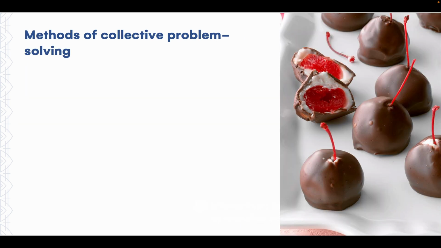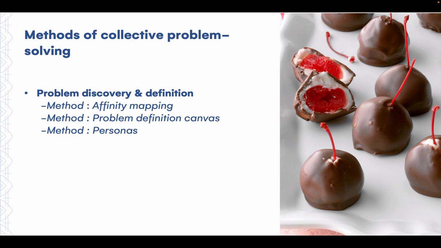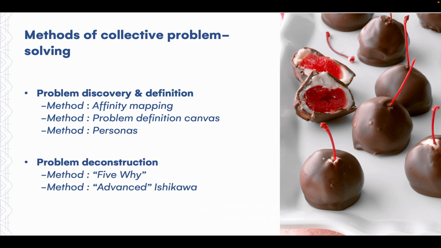And so we're going to see in the methods of problem solving we study at the school, methods of problem discovery and definition, all of which use the power of knowledge visualization in the group: affinity mapping, problem definition canvas, and the persona method from human-centered design, and two methods of problem deconstruction, the 5 Why method and what we call the advanced Ishikawa, which again both use visually structured information to help use the intelligence of the group to solve a complex problem.